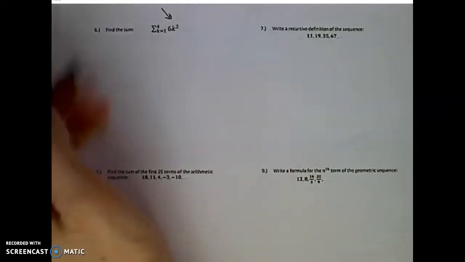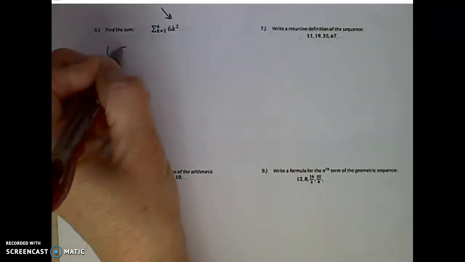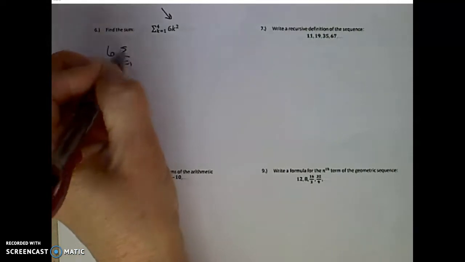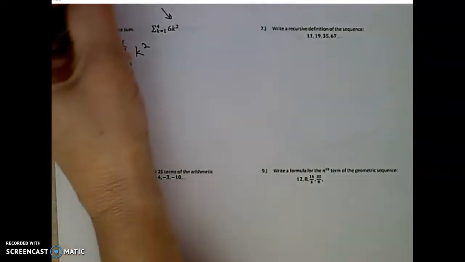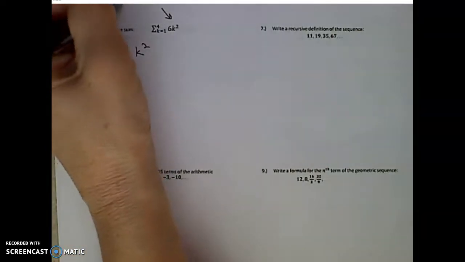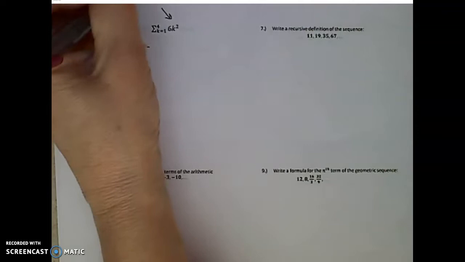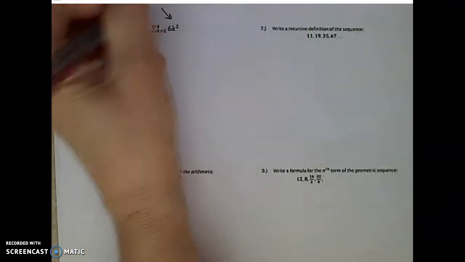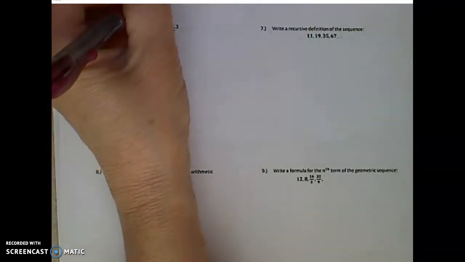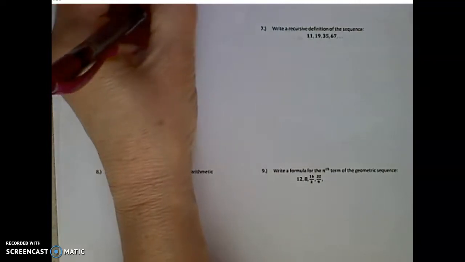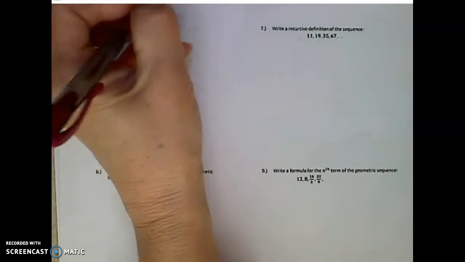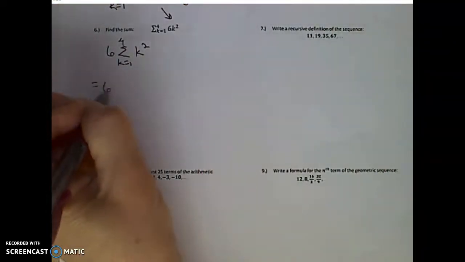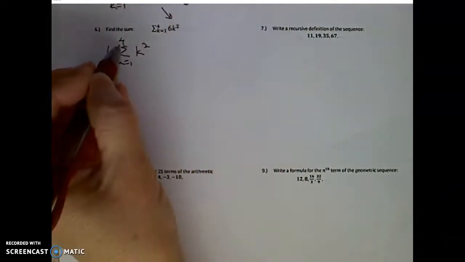There's a formula for, let's see, I'm going to take out the 6, the sum of k equals 1 to 4, the first 4 integers squared. There's a formula for this. The sum of the first however many integers squared is always n times n plus 1 times 2n plus 1 all over 6.